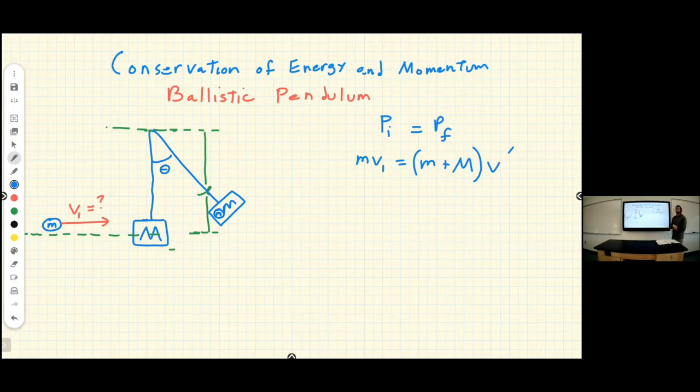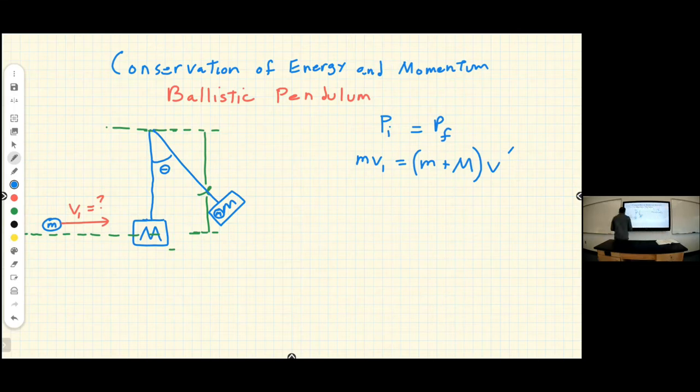and they're moving at one speed after the collision, which we call v prime. Now, if we assume that we knew the mass of both objects, the angle and the length of the pendulum, we don't know either the starting velocity of that projectile or the velocity after the collision. So there are two unknowns in this expression, and we can't solve this straight up. But what we can do is look at conservation of energy.